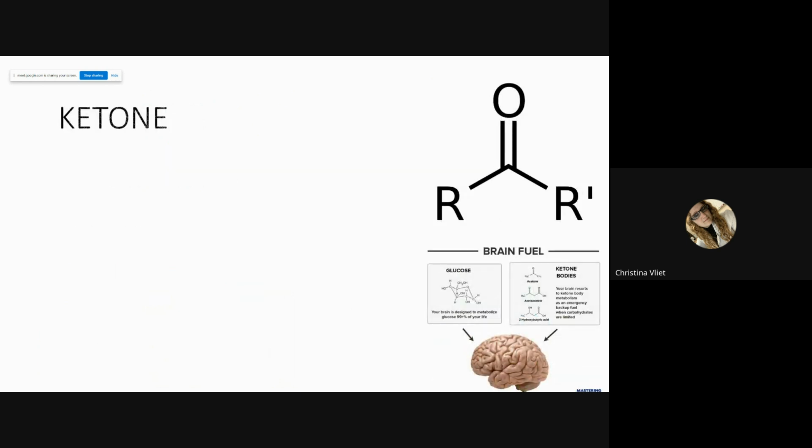Ketone. Oh my, ketones. So the displayed formula for ketones. Where do we begin with ketones? They are super important. I'll explain them in a little bit.